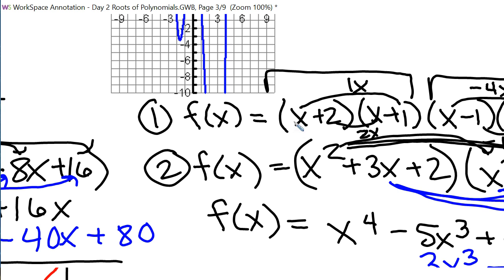And the last thing we have to distribute is the 2. What's 2 times x squared? 2x squared. And 2 times negative 5x, negative 10x. And 2 times 4, 8.